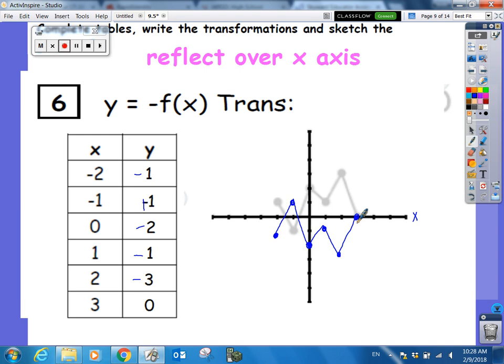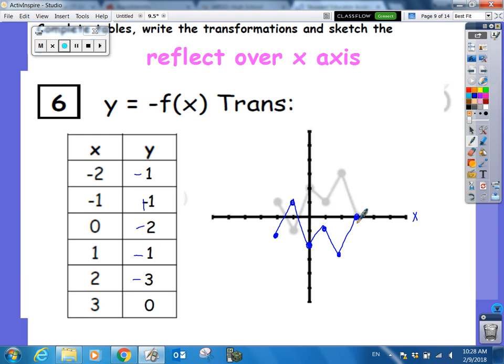And again, that is one that we have done many, many times, even in this class this year. Reflect over the x-axis. That's the most common one that you've seen. Reflect over the y-axis, not as common. Haven't done it in here. But the x-axis we have. Questions so far?